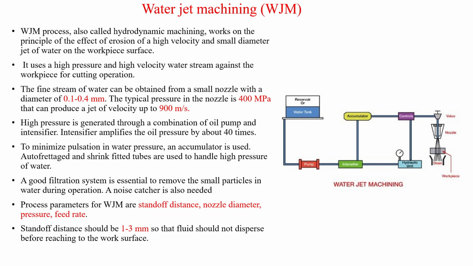Okay, and what are the various process parameters? These are standoff distance, nozzle diameter, pressure, feed rate, the common process parameters. And the standoff distance, we have already explained, is the distance between the tool tip and the workpiece surface. It should be 1 to 3 mm for proper machining. This is similar to the abrasive jet, only here water is used, so high velocity and high pressure is required. And two additional instruments are used, which are the intensifier to amplify the pressure, and the noise catcher to catch the unwanted small particles.